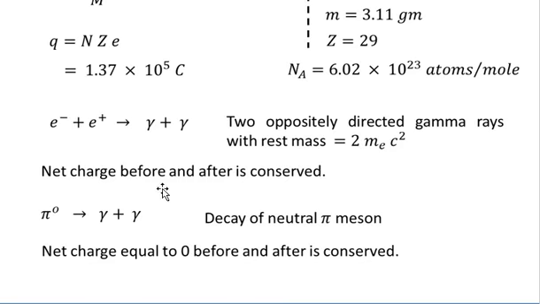And we can say that the net charge before and after is conserved. So you see that this reaction will take place. New particles, gamma rays, will be generated. Both will have the same rest mass. That is, on the left hand side, the rest mass of the quantities is 2mec², and the quantities on the right hand side also have the same rest mass, which is equal to 2mec².